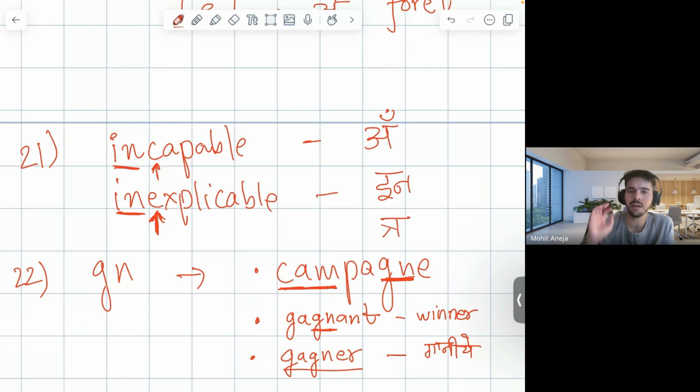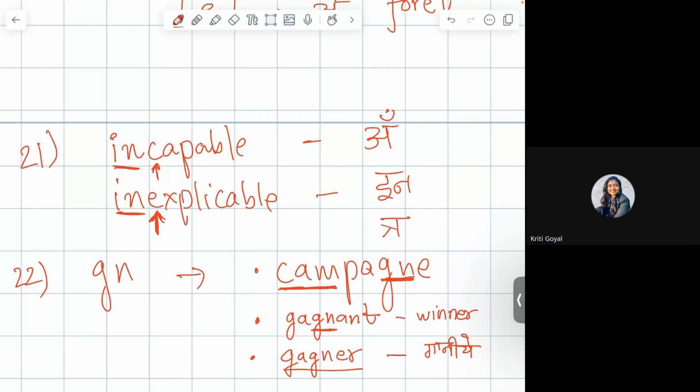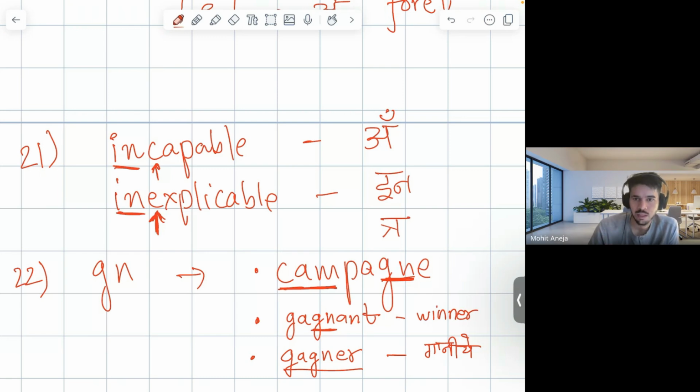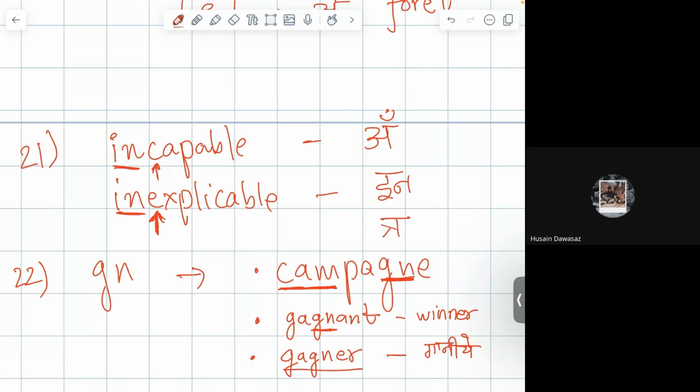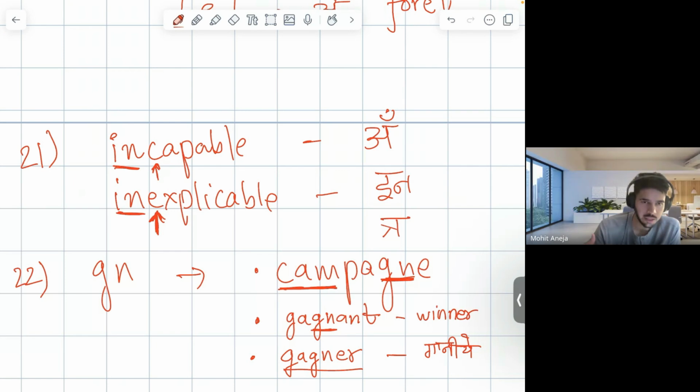Inexplicable, but we say incapable. Why? Because the first one has a C after in, and the second one has a vowel after it. Hussein, can you say these words for me, please? A cable. A cap. Repeat, repeat. The first A sound is correct.